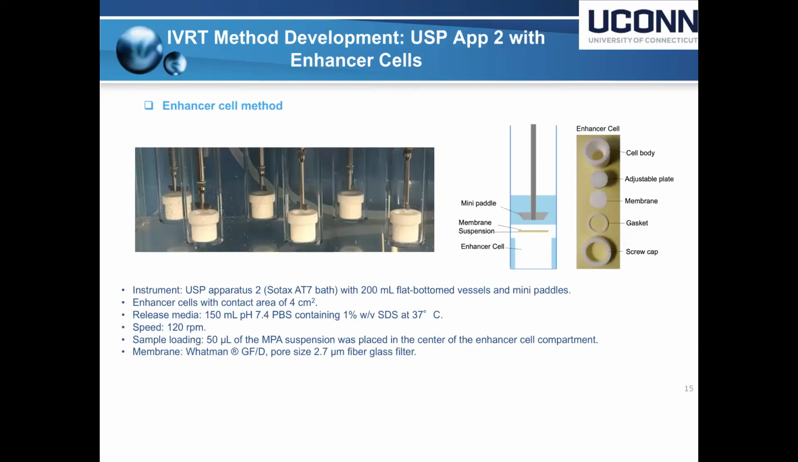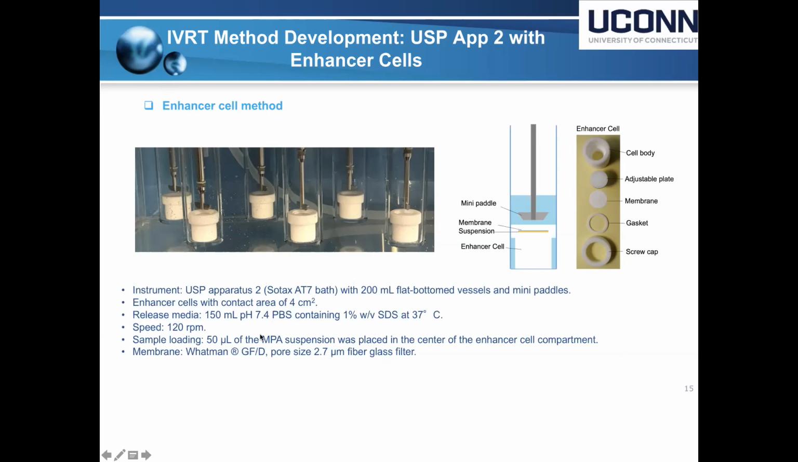So we also looked at IVR method development using USP Apparatus 2 with enhancer cells. And this at the side here, just showing you how we put these together. We've got the cell body, adjustable plate, membrane, gasket, and screw cap. One issue that we find with this is when you put the screw cap on, you can sort of wrinkle or even tear the membrane, and that can cause air bubbles or gaps or tears. And this can be an issue with the reproducibility in this method.